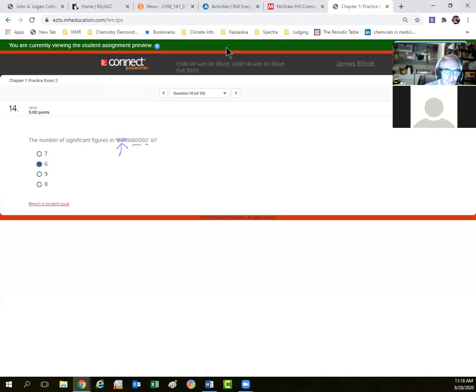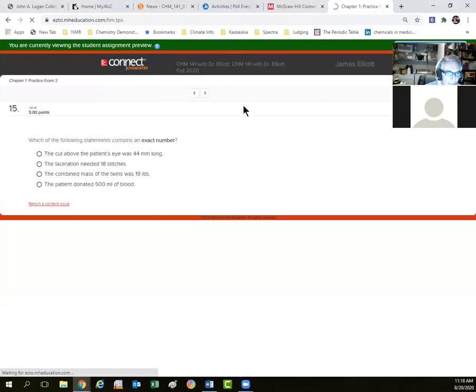Is there another? Nope. Which of the following statements contains an exact number? So a number that we don't have to estimate by eye. It's just either 1 or 2 or 3, etc. A cut above a patient's eye was 44 millimeters long. That would be your estimate by eye using a ruler or something like that. That is not an exact number.